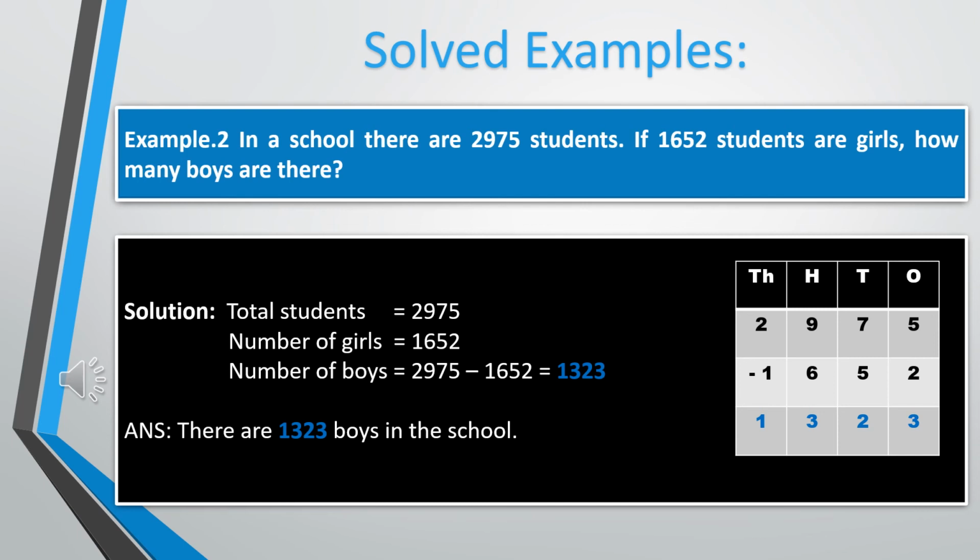Then we will come to the thousands place. In thousands place, 2 minus 1 is equal to 1000. So our answer is 1323. So there are 1323 boys in the school. So students, let's move to our next story problem.